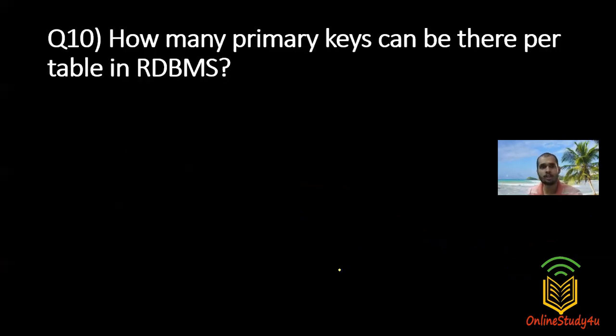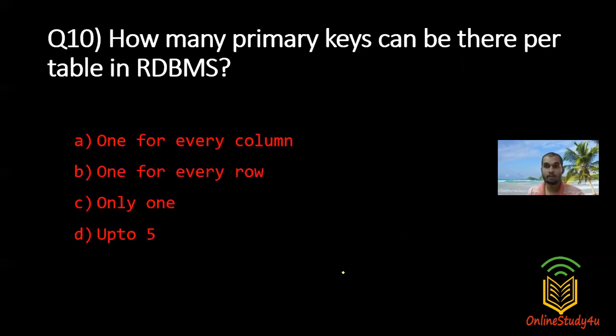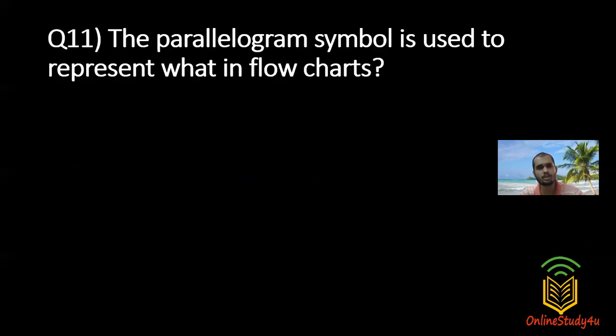That is the 10th question. How many primary keys can be there per table in RDBMS? You should be able to answer this question at least in your sleep. The answer is only 1. For any table, there should be only one primary key. That primary key may be a combination of multiple columns, but there should be only one primary key. You can Google the same, you're going to get the same answer. But for this, option C is the answer. Let's go to the next one.